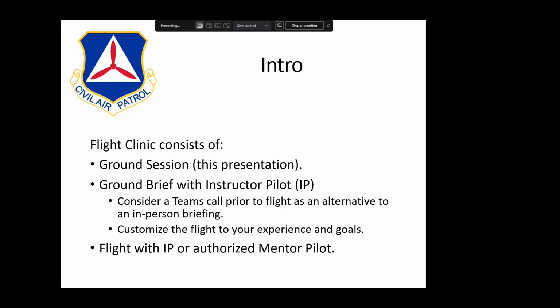What's been introduced to the flight clinic is, in addition to instructor pilots, groups may authorize mentor pilots who are not CAP instructor pilots. So you'll check with your group, either DO or DOV, if you are looking for a broader range than just the instructor pilots available.